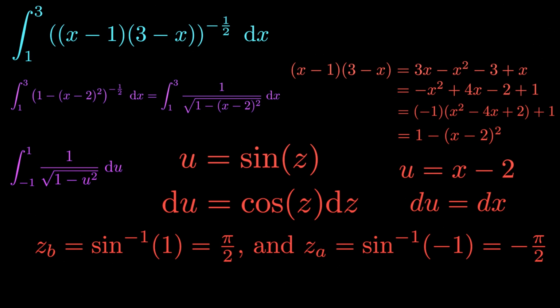Now, we've made two substitutions here. We have u is equal to sine of z and u is equal to x minus 2. Is it possible to just do this via one substitution? Let me know in the comment section below.